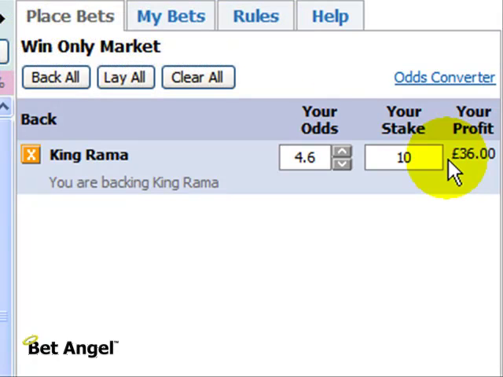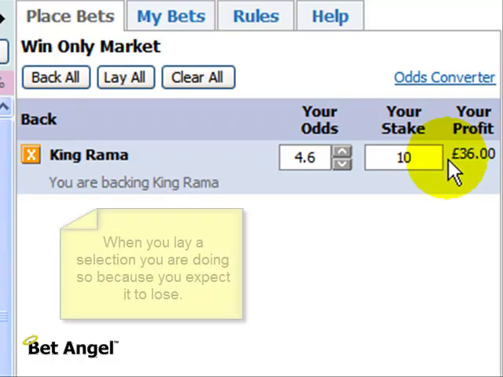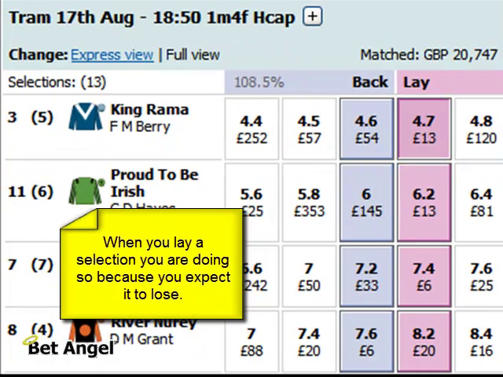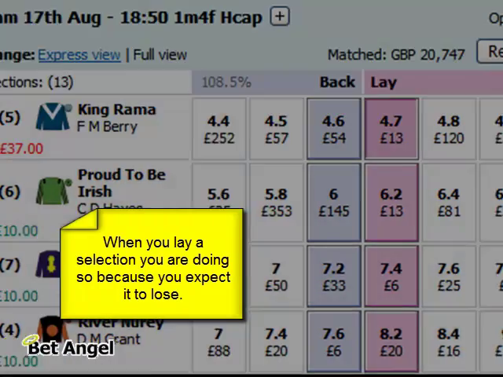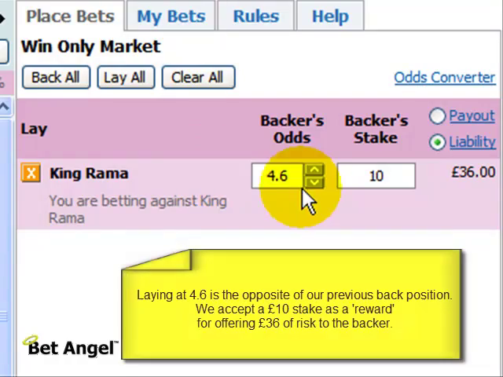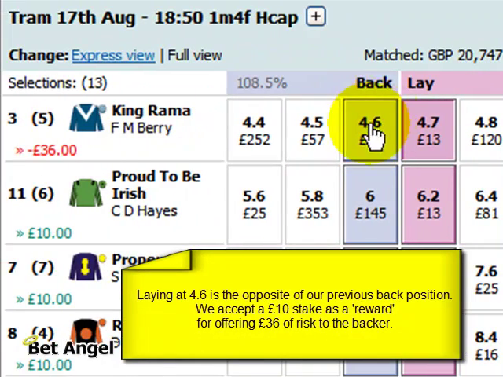When we look at the market like this, one of the other options that we have available to us is, rather than saying we're going to put £10 on King Rama because we think it's going to win, we can say, I don't think King Rama is going to win, and therefore I can lay King Rama. Now I can lay him at the current available price, which is 4.7, or I could lay him at 4.6, in which case my order would sit at 4.6 as a lay order and wait in the market for somebody else to get that matched.